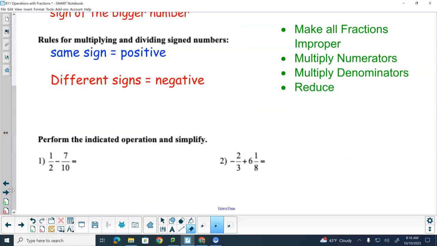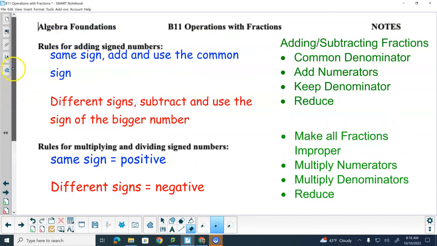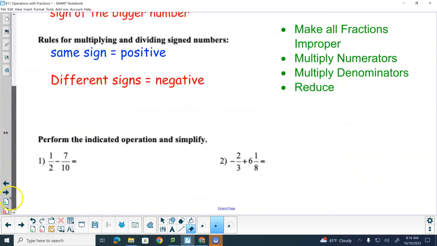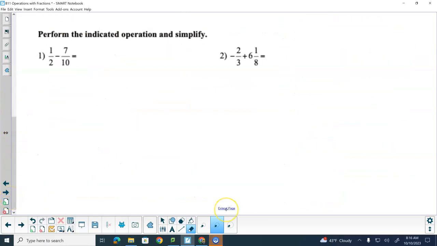With me? Okay? So in this one, what are we doing in between the fractions? What's our operation? It's subtraction, okay? So that means we're going to follow our adding and subtracting rules. So first step was find a common denominator. What's our common denominator? 10.